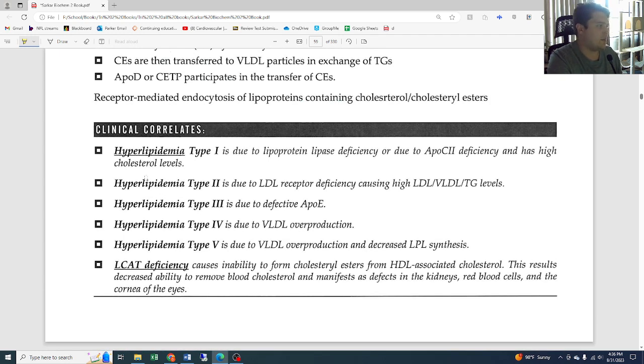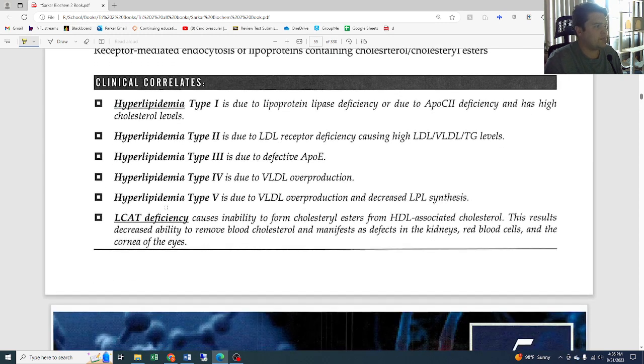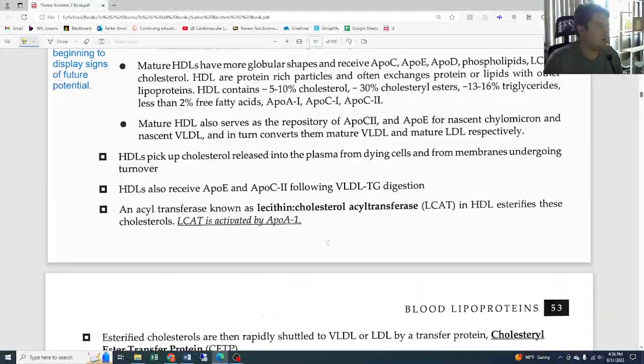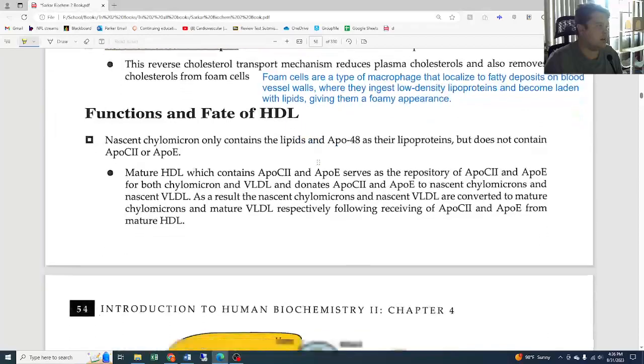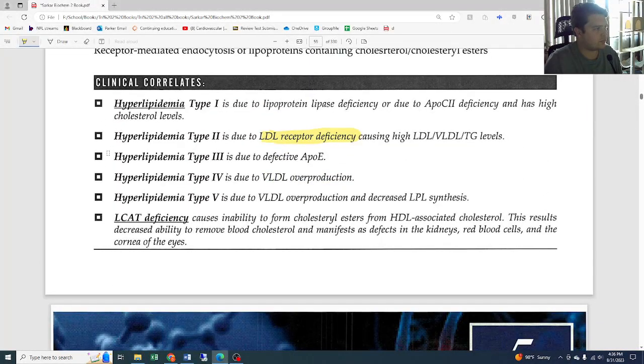So clinical correlations are required. We're talking about hyperlipidemia. So hyperlipidemia type 1 is due to lipoprotein lipase deficiency or due to apoC2 deficiency and has high cholesterol levels. Hyperlipidemia type 2 is due to LDL receptor deficiency, causing high LDL, VLDL triglyceride levels. This is the one that we were talking about earlier with the PCSK9 genetic, that gene. An issue with that gene will give us this type 2. Hyperlipidemia type 3 is due to defective apoE. Hyperlipidemia type 4 is due to VLDL overproduction. Hyperlipidemia type 5 is due to VLDL overproduction and decreased LPL synthesis.